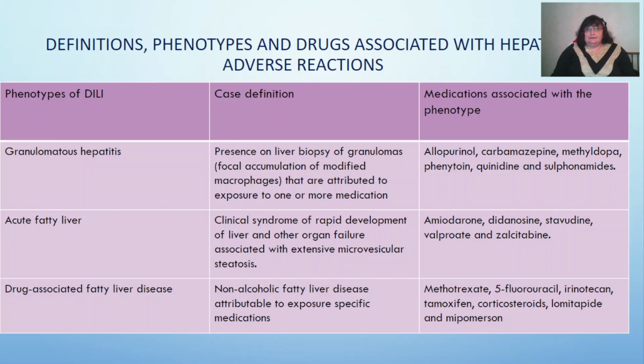Acute fatty liver is a phenotype of DILI. Case definition: clinical syndrome of rapid development of liver and other organ failure associated with extensive microvesicular steatosis. It's amiodarone, didanosine, stavudine, valproate, and zalcitabine. Drug-associated fatty liver disease: non-alcoholic fatty liver disease attributable to exposure to a specific medication.